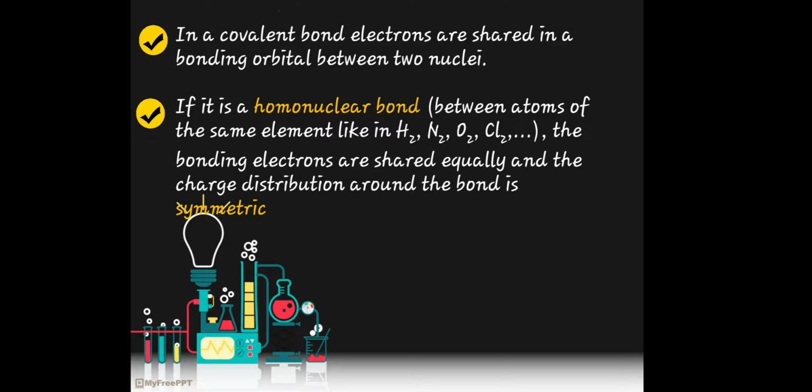If it is a homonuclear bond between atoms, when we say homonuclear bond, it is between the same element, like hydrogen, nitrogen, oxygen, and chlorine. So the bonding electrons are shared equally, and the charge distribution around the bond is symmetric.